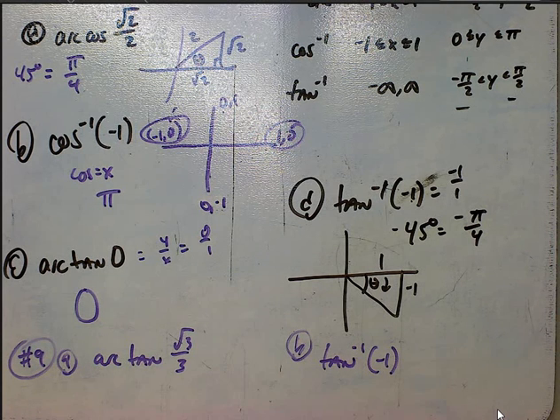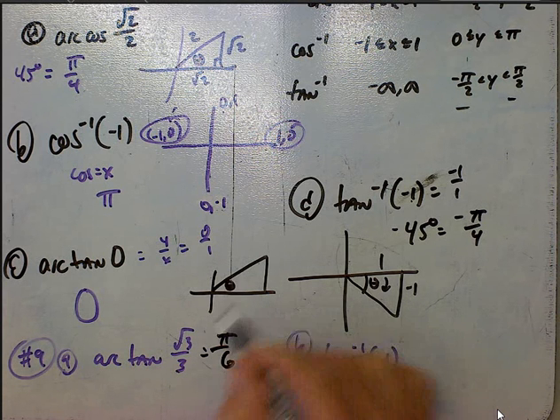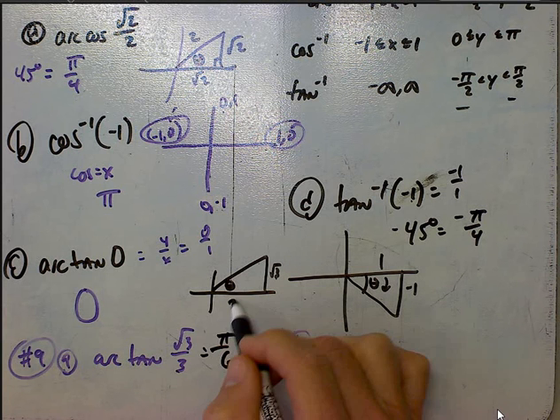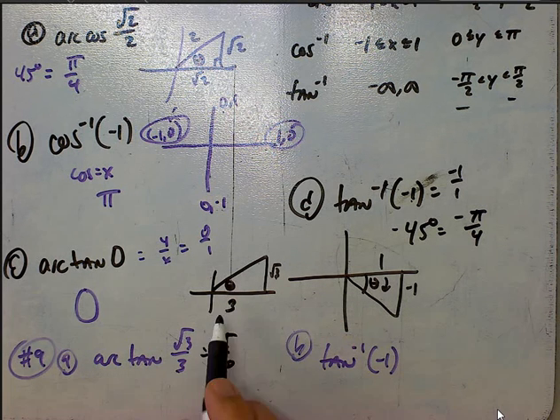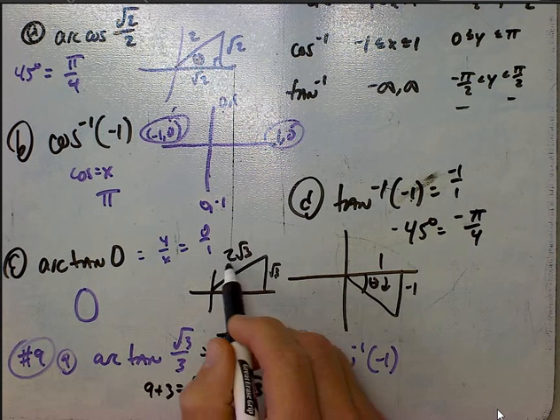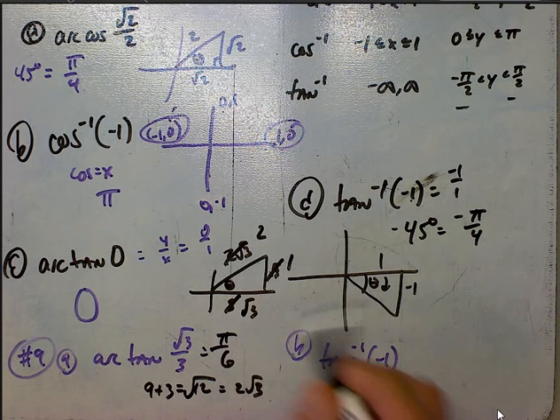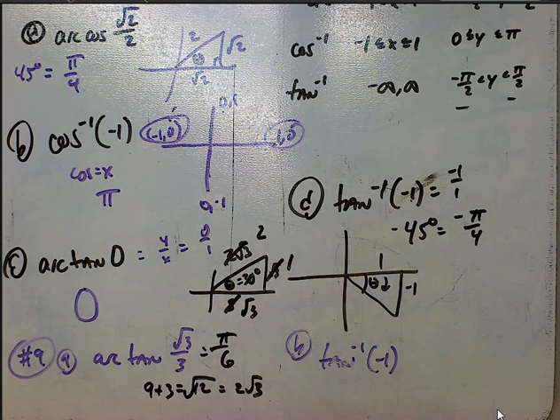Arc tangent of square root 3 over 3 is going to be pi over 6. In case you didn't recognize that, it's first quadrant because it's positive. Square root 3 is opposite, this is adjacent, and the hypotenuse is going to be 9 plus 3, so that's 12, or square root 12, which is 2 square roots of 3. If I divide all these by the square root of 3, I get 1, square root 3, and 2. That means this is 30 degrees, which is the same as pi over 6 for 9a.